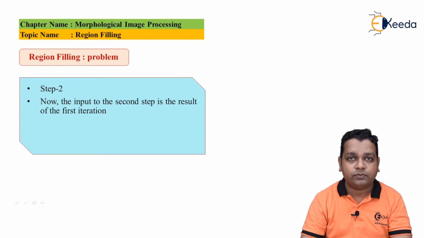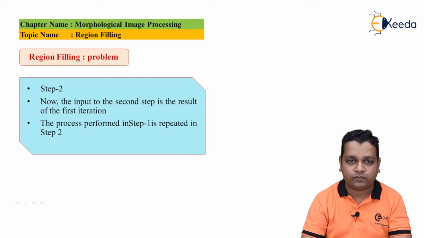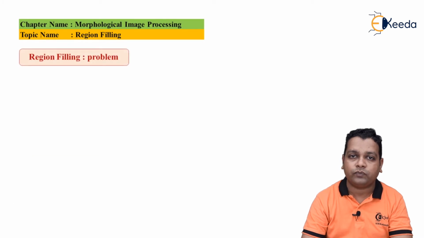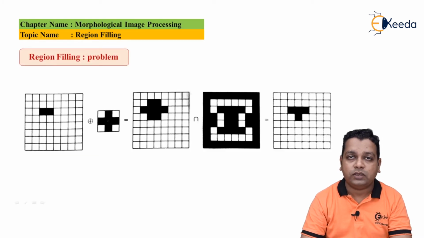Now let us have the second step in the region filling problem. Here the input of the second step is the result of the first iteration that we have just obtained. The process performed in step number 1 is to be repeated here. We initially have the 2 dark pixels and again we have the dilation operation on it. In this result, see that the number of dark pixels has increased because of the dilation. Dilation is basically a local maxima operation, and such an intermediate result is further intersected with the complement of the figure A, or the input.